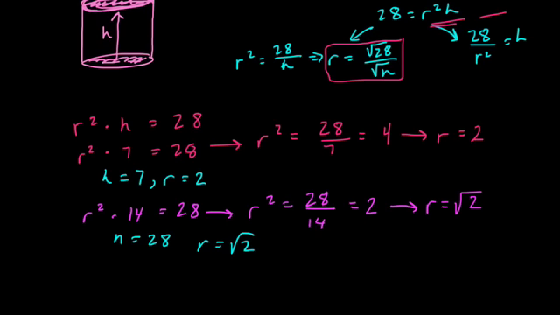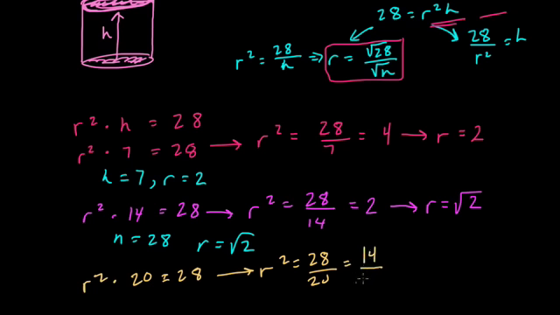There's no limit here. Now, we chose two nice factors of 28, but really we can choose any number here just for fun. Let's say h is equal to, I don't know, 20. So 20, what squared times 20 equals 28? Well, again, we go through the same exact process. R squared equals 28 over 20. We can reduce this to 14 over 10, which equals 7/5. And then r is equal to the square root of 7/5. So here, in this case, h is equal to 20, and r is equal to the square root of 7/5.